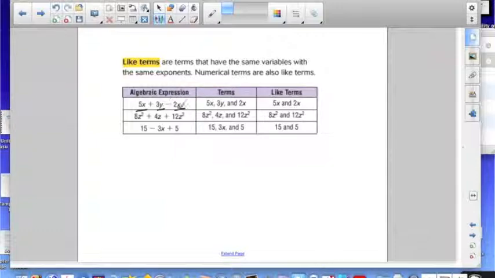The terms of an expression are what are separated by the addition and subtraction signs. So the terms are 5x, 3y, and 2x. And 5x and 2x have the same variable and they don't have an exponent, so they're like terms.